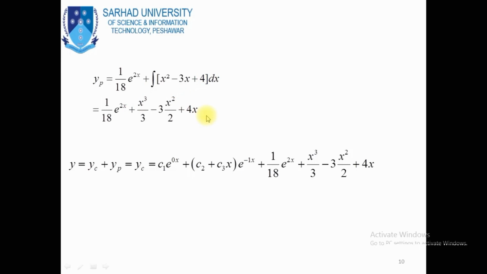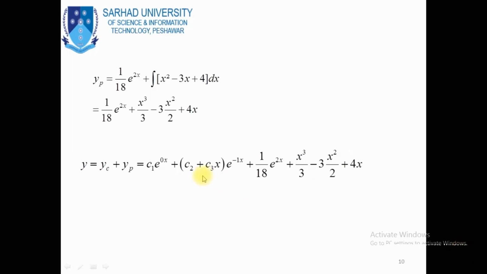Now the general solution of the given differential equation is equal to complementary solution plus particular solution. The complementary solution is c1 e power 0x plus (c2 plus c3x) into e power minus 1x, and the particular solution, you see over here, is 1 over 18 e power 2x plus x cubed by 3 minus 3x square by 2 plus 4x. So this is the complete solution. This is the complementary solution, and this is the particular solution.